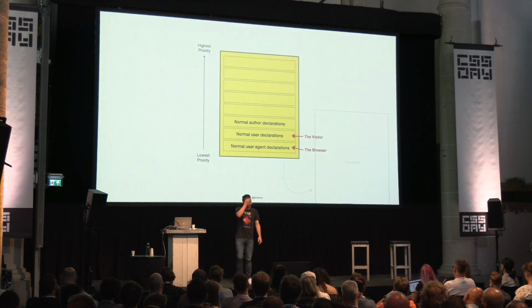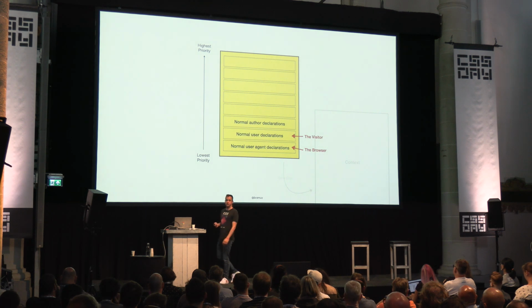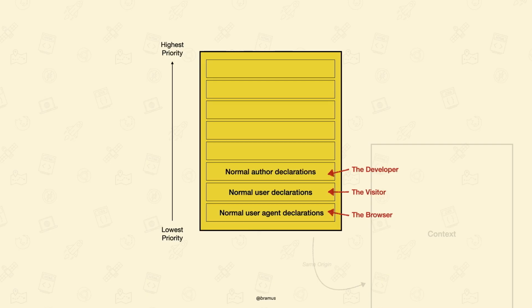And then a third layer on top of that, that's normal author declarations. Authors, that's spec lingo for developers, CSS developers. So all our styles that we write, well, most of our styles, but just all our styles, just to make it work, they go in there and they win from the visitor preferences, and then they also win from the browser user agent style sheet. Everything okay so far?